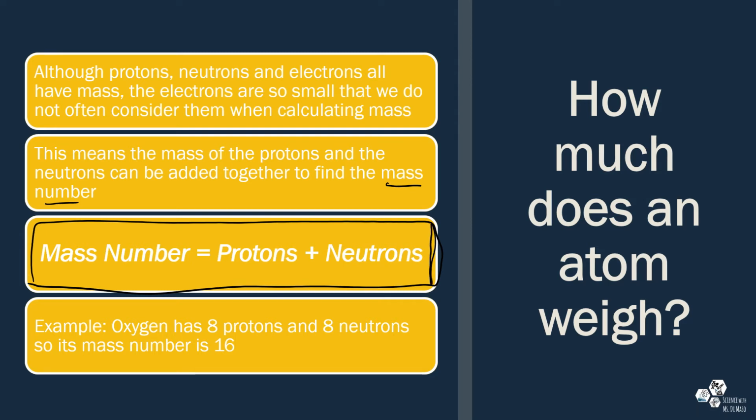It will become very second nature to you very quickly, but for now, maybe write it down, put it on a note card, memorize it somehow. The mass number is the number of protons plus the number of neutrons, and we consider that its mass. Oxygen, as an example, has 8 protons and 8 neutrons. Plugging that into our equation here gives us a mass number of 16.